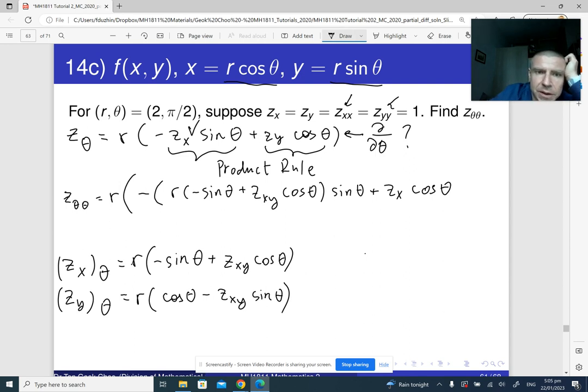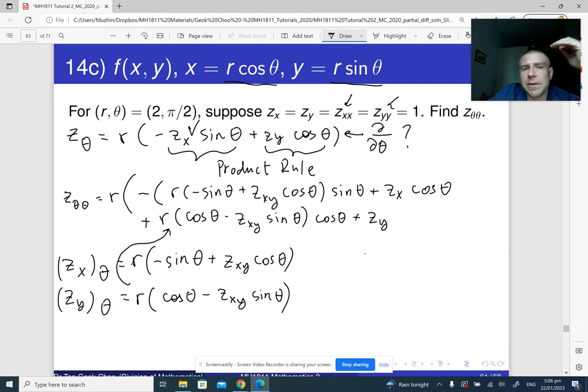Okay, so now I've differentiated this. So plus zy differentiated with respect to theta, and it's here. So this is r times (cosine theta minus zxy sine theta), times cosine theta, and plus zy times the derivative of cosine theta with respect to theta. So now I've got to differentiate cosine theta with respect to theta, and the derivative is minus sine theta.